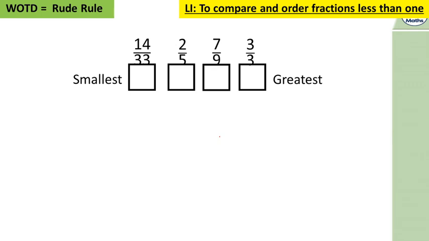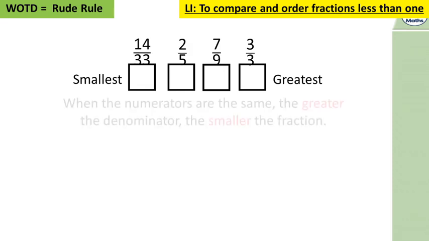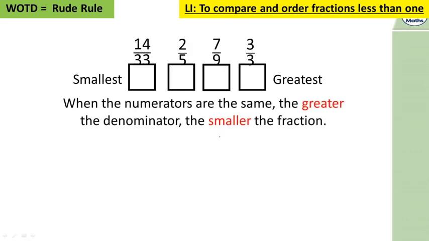Okay, next one. How can we do this one? We need to compare these: 14/33, 2/5, 7/9, 3/3. So think about those. How can you compare that? When the numerators are the same, the greater the denominator, the smaller the fraction.